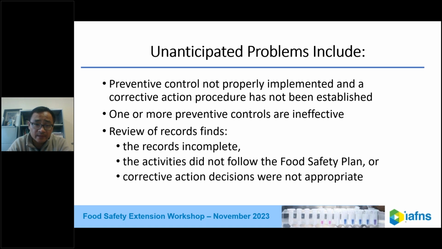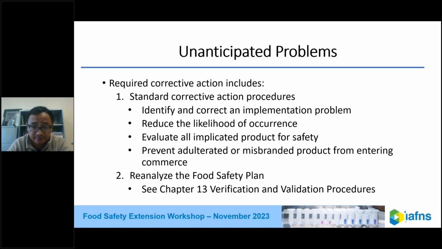Unanticipated problems always happen during processing, which means your preventive control was not properly implemented or established. All of a sudden, something happened. You will find that one or more preventive controls are ineffective. Then you need to see the record. You sometimes see the record is incomplete, and the activities are not following the food safety plan, and the corrective actions are not appropriate. That means you have to reevaluate the food safety plan.